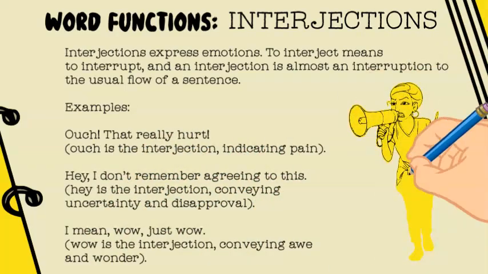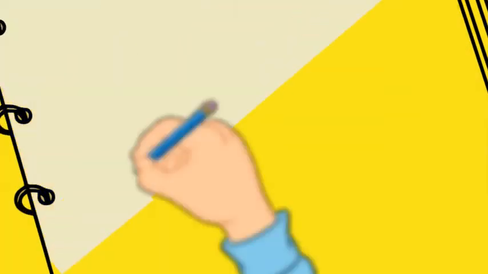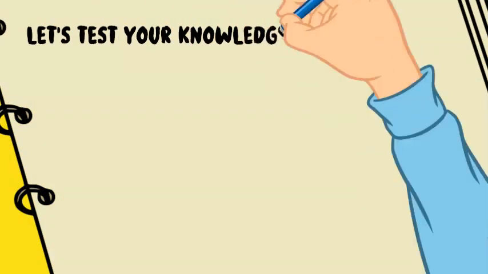In the example, "Hey, I don't remember agreeing to this," hey is the interjection, and that conveys uncertainty or disapproval. In the example, "I mean, wow, just wow," wow is the interjection, and that conveys a sense of awe or wonder. Now pause your screen again and answer the questions on interjections.